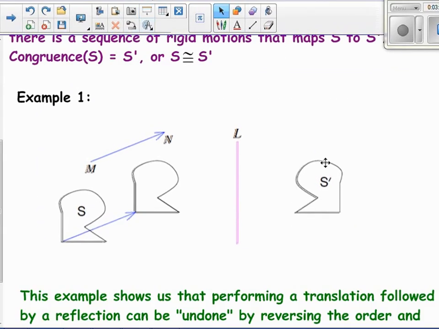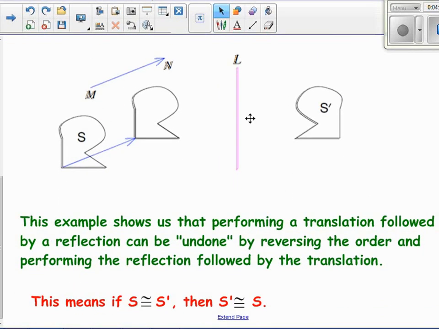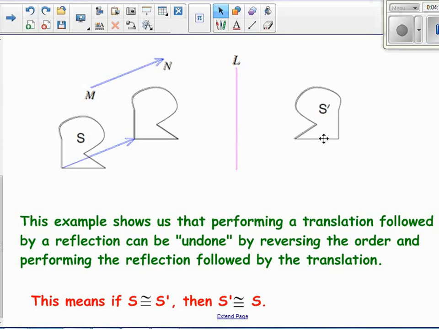So what this is telling us is that a translation followed by a reflection can be undone by reversing the order. So this really is showing us that if figure S is congruent to S prime, then S prime is also congruent to S.